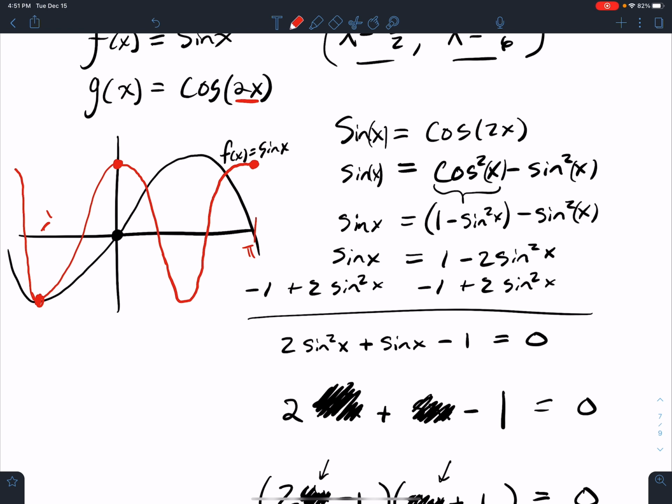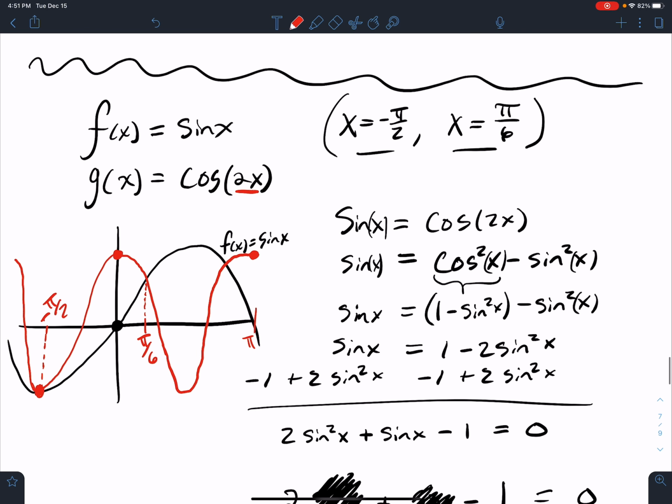So negative pi over 2. And then here, where it intersects, is pi over 6. That's where these values come into play. So I want to know what's the area of this region in here.